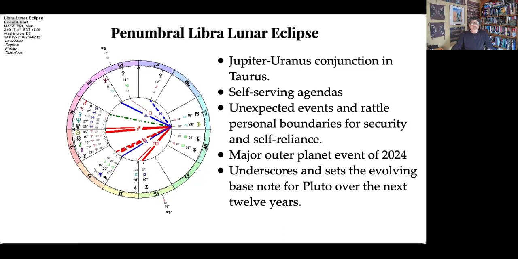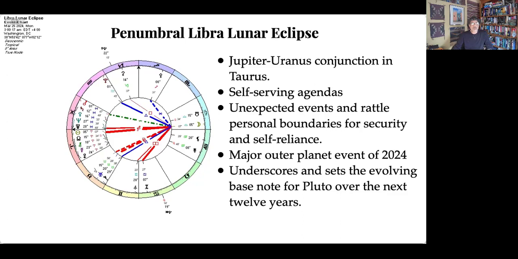The Jupiter-Uranus conjunction is moving into orb. It's second in importance only to the transit of Pluto through Aquarius this year. This Jupiter-Uranus conjunction actually underscores Pluto in Aquarius for the next 12 years. It formats how that Pluto in Aquarius is going to work. Jupiter makes everything bigger, and Uranus is certainly a wild card. And in Taurus, it's really about what is necessary for survival.